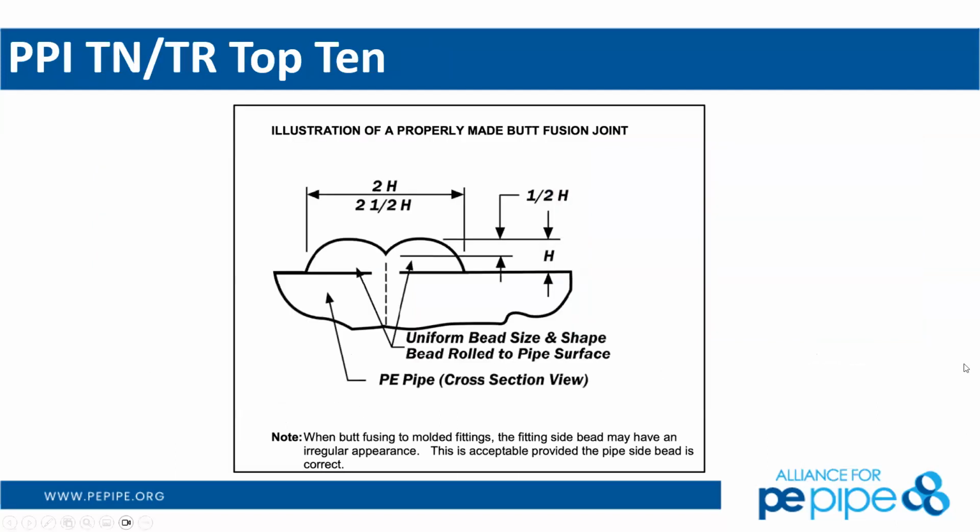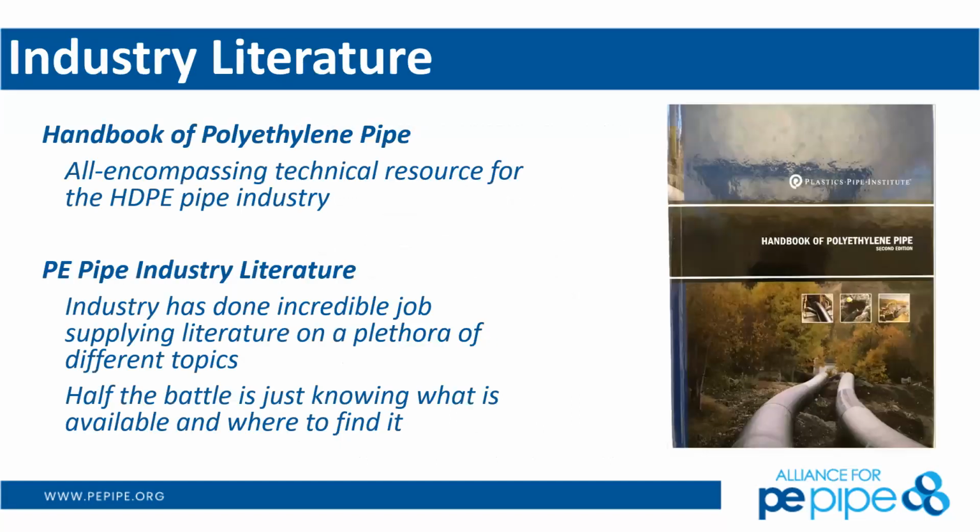So we're going to launch right into what we're looking at. PPI technical notes and technical reports, top 10. We'll go a little bit more than just the top 10 in this, but these are going to be some of the key technical guidance for you to be able to look at all of those pipeline problems as we come through. So some of the industry literature that is the foundation of behavior of high density polyethylene, how it works in certain municipal applications and what we should expect for its installation.